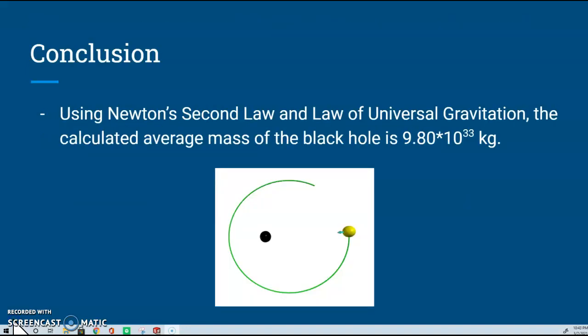Using Newton's second law and the law of universal gravitation, I was able to calculate an average mass for the black hole given the information in this lab. This black hole is roughly 9.80 times 10 to the 33rd kilograms.